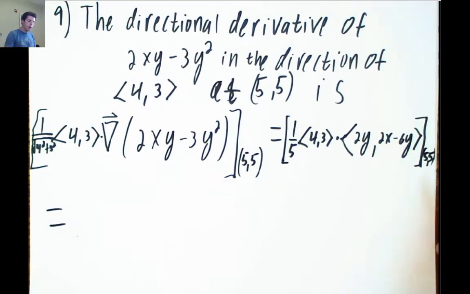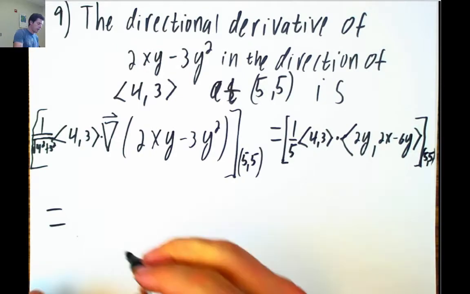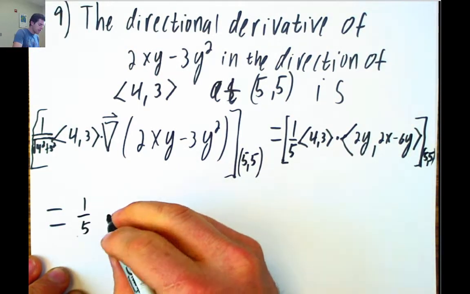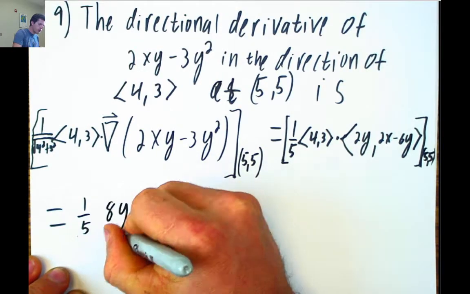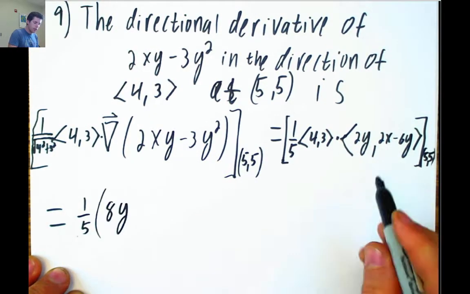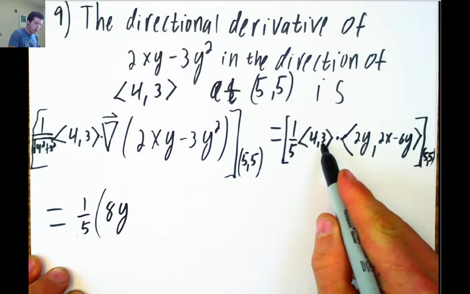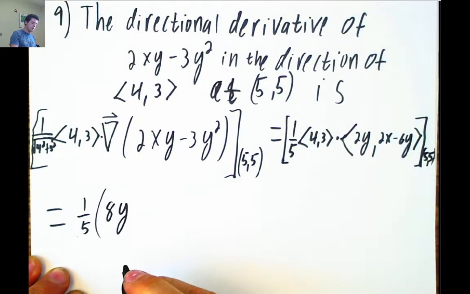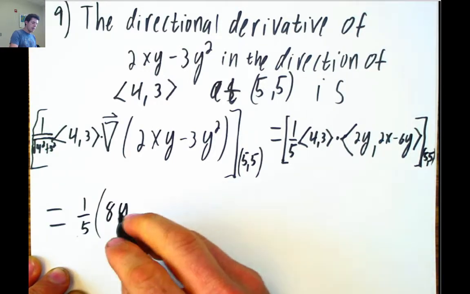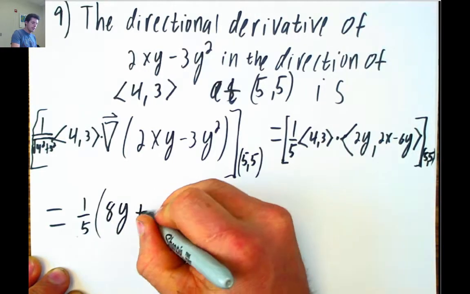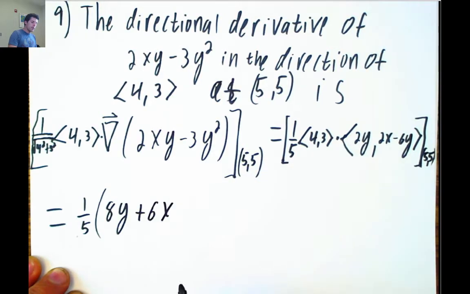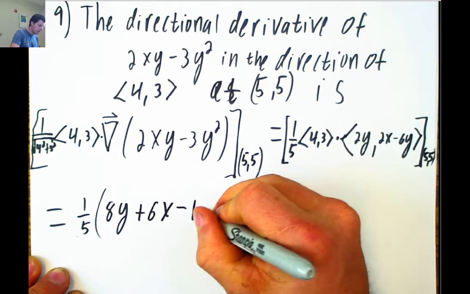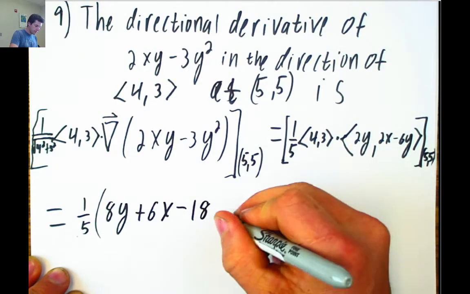Before I evaluate at 5, 5, I'll go ahead and do the dot product. I'll have a 1/5. 4 times 2y, that's an 8y. Doing the first part of the dot product, 4 times 2y. And then a 3 times 2x minus 6y. That is 3 times 2x is 6x, and then minus 6 times 3 is 18y.